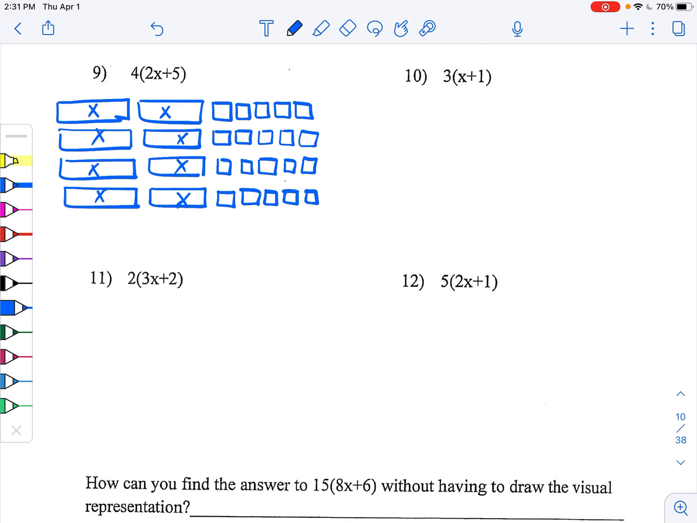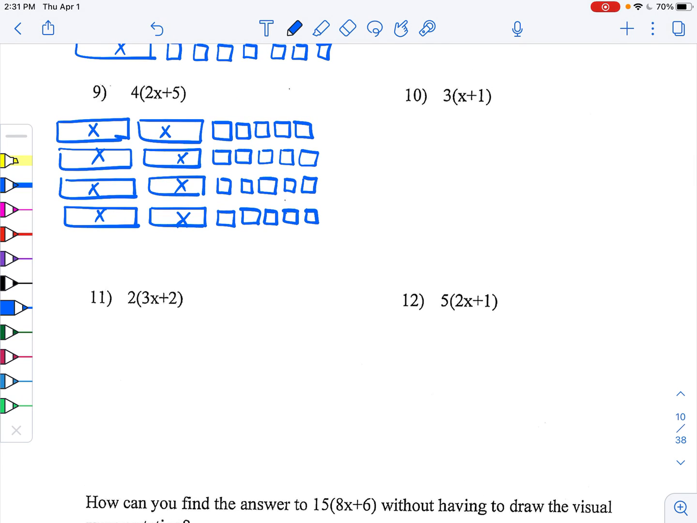All right, so this is 4 groups of 2x plus 5. So if you add it all up and take a look, you would have 8x plus 20.